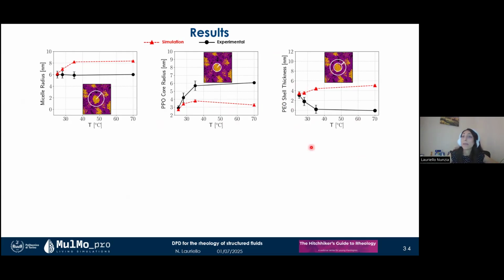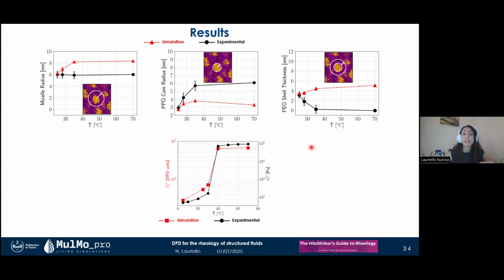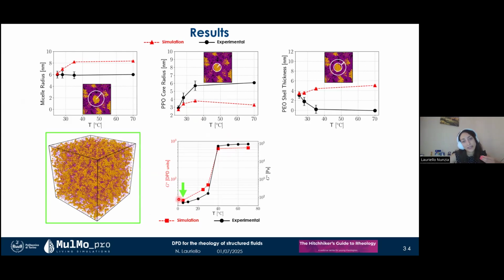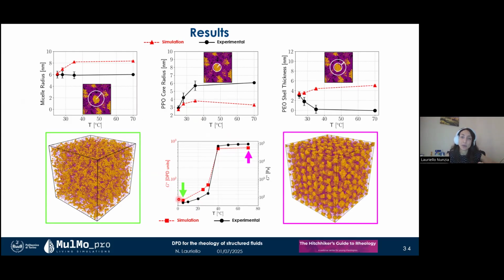This result, together with the presence of closer micelles, explains the formation of PEO chain interpenetration. This simulation evidence is essential to explain the observed rheological behavior, and in particular, the emergence of a solid-like behavior. Simulations agree with experiments also in the prediction of the complex modulus step from very low temperature, where the system forms a disordered domain, to a high temperature, where the system forms an ordered domain.